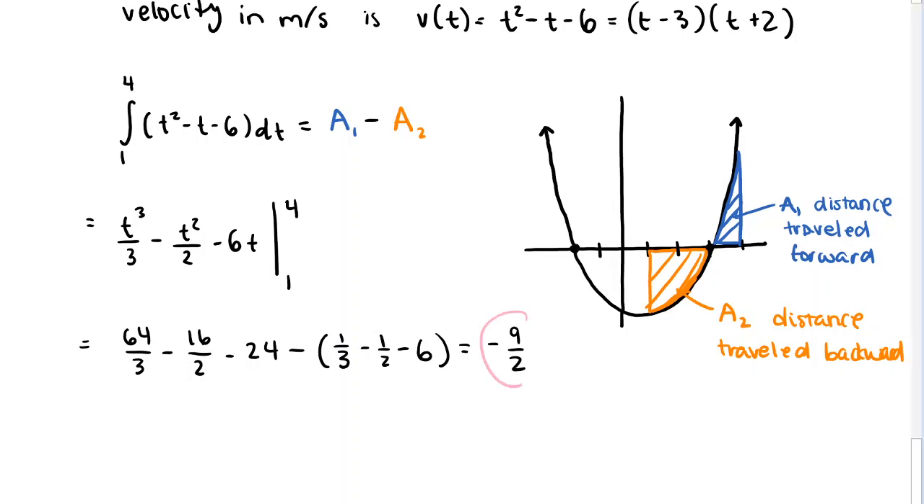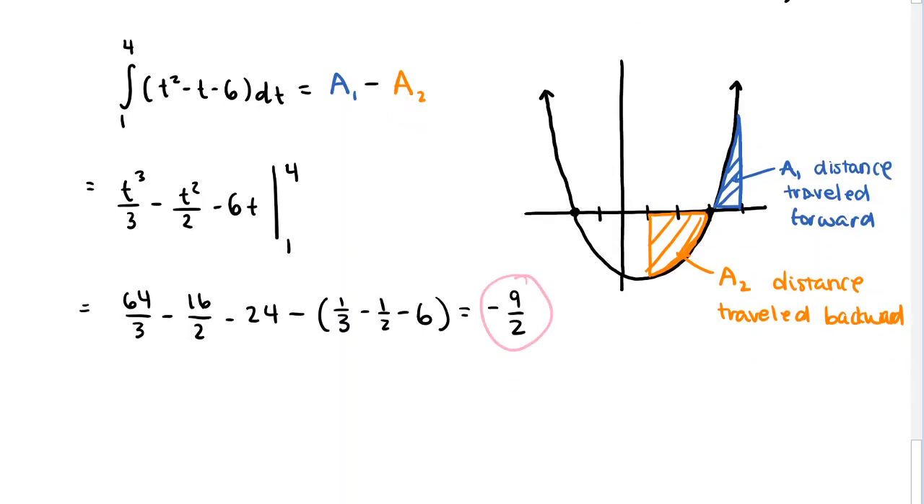This quantity here, this minus 9/2, is telling us the displacement of this particle. It says, okay, this particle moved backwards. It moved backwards this chunk of distance given by A2, then it moved forward this chunk of distance given by A1, and that totals, at the end of the day, minus 9/2, telling us we moved 4.5 meters backwards. This particle moved 4.5 meters backwards along this line.